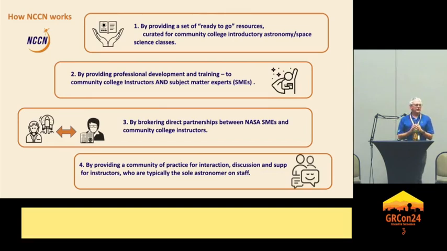Some of these colleges only have one astronomy lecturer. They have no community, they've got nobody to bounce their ideas off of. And NCCN provides that community for them.